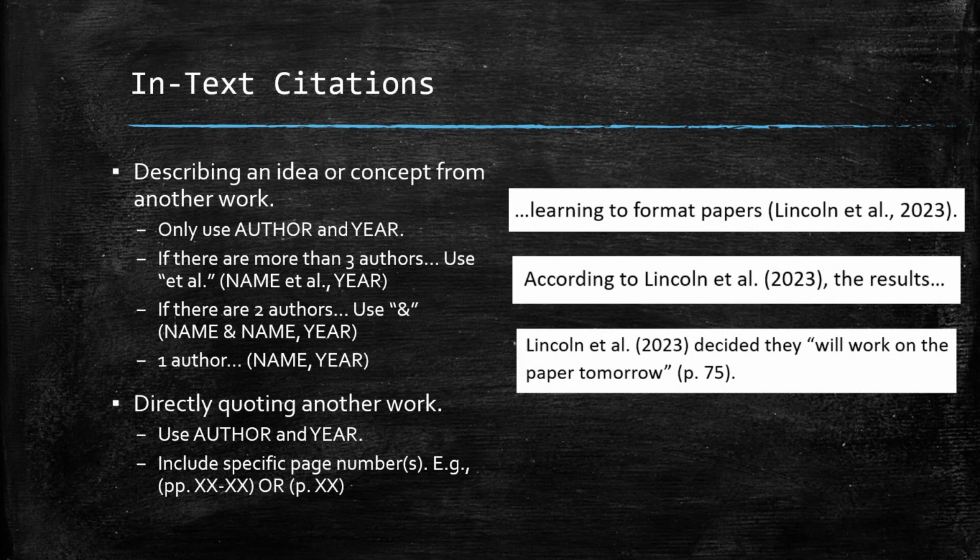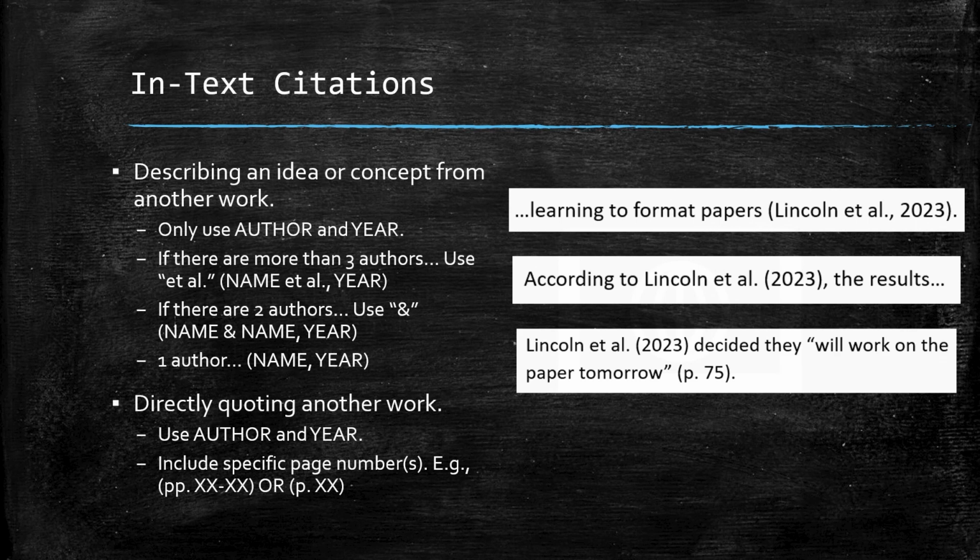Now, let's take our full citation and look at some examples of how that reference might appear as an in-text citation. There are a variety of ways you could format an in-text citation, but they each follow the basic author-date format. If we are simply describing an idea or concept from another work, or rewording it in our own words, we will only include the author or authors' names and the publication year. The number of authors will change how the citation looks. If there are more than 3 authors, like our example, then you will use the phrase et al, because it is Latin for and others. So essentially we are saying Lincoln and others.